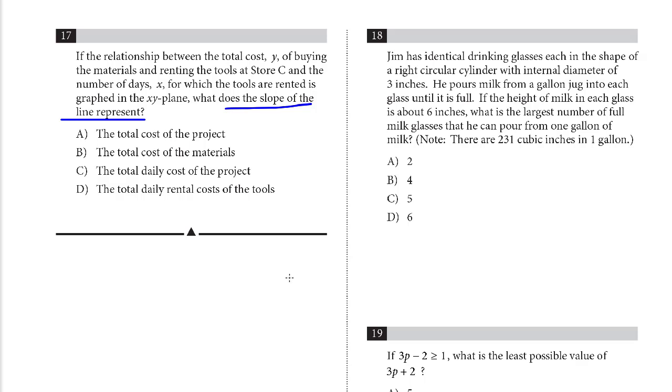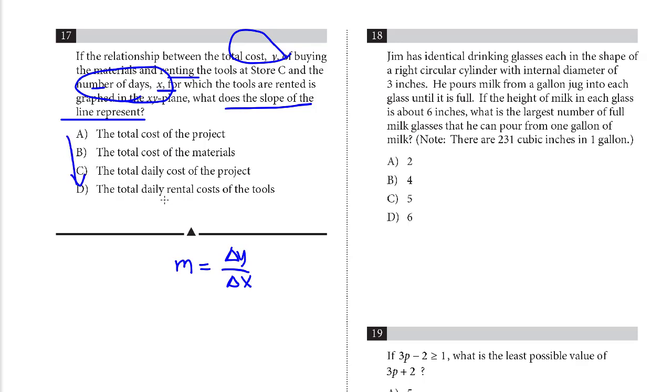Okay, the slope of the line, as we probably already know, if we represent the slope as m, is delta y, the change in y, divided by delta x, the change in x. But if we're interpreting it in words, we usually want to write that as per unit change in the x variable in the denominator. So our y represents the cost of buying the materials and renting the tools, and x is the number of days. So per unit change in x is going to be every day or daily, as I can already see in some of the answers when I scan.